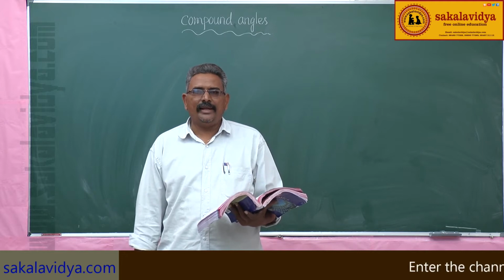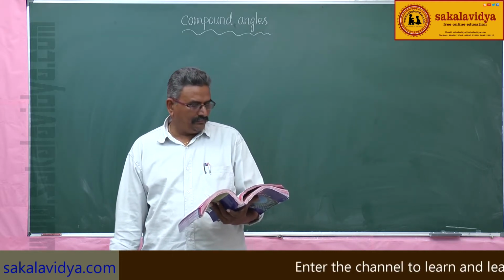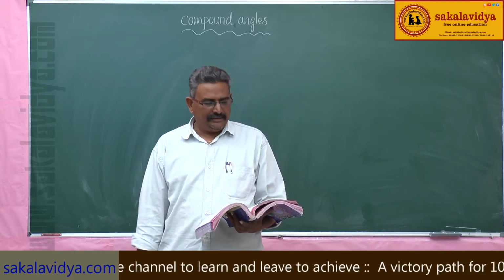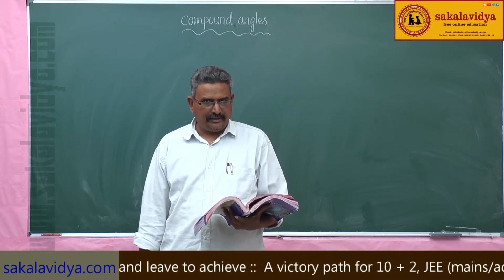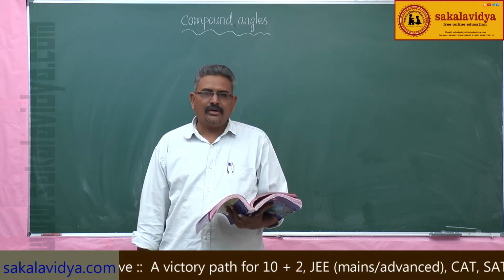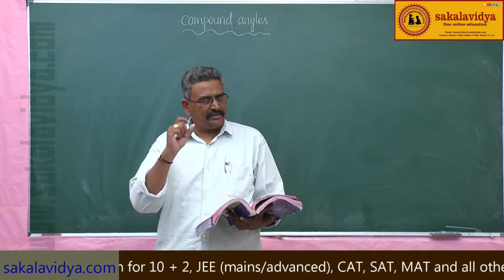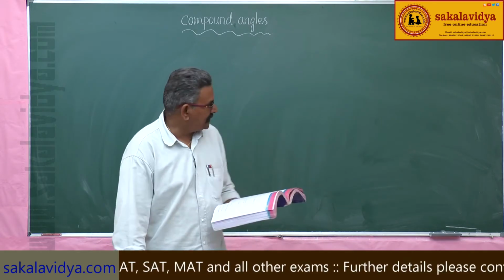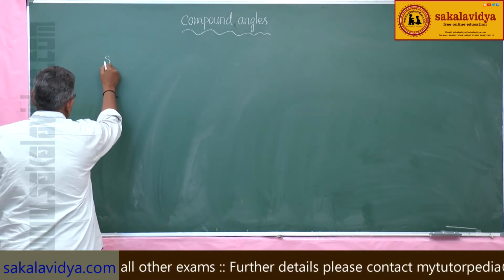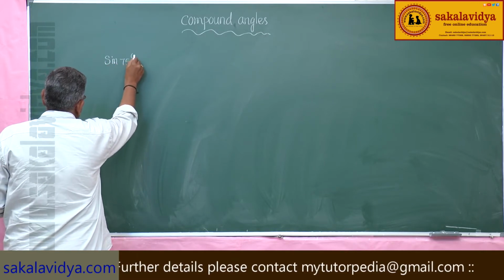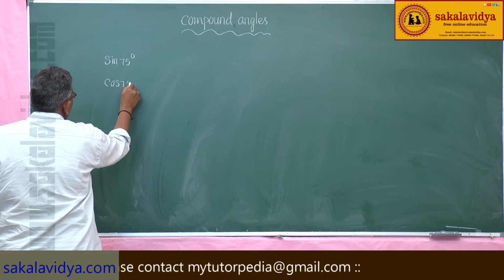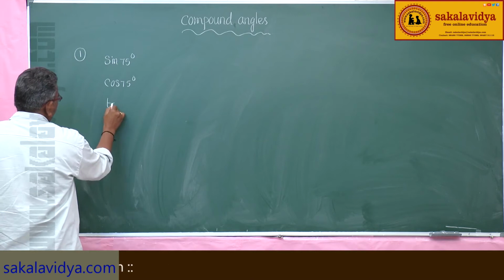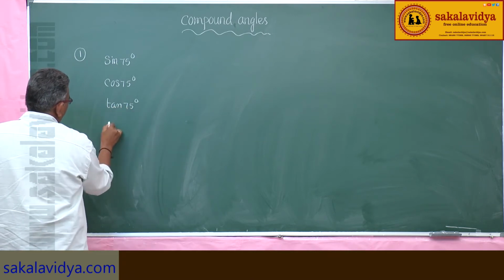Solved problems on compound angles. The first problem: find the values of sin 75 degrees, cos 75 degrees, tan 75 degrees and cot 75 degrees. We have already discussed in the introduction session how to find the values of sin 75 degrees, cos 75 degrees, next tan 75 degrees and cot 75 degrees also.